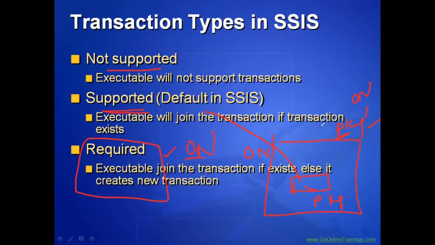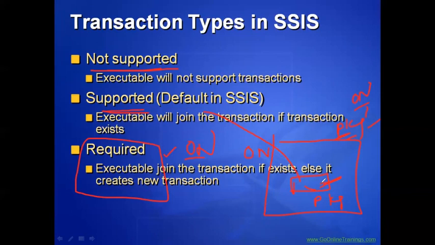The primary package, the parent package, is where you make it on. The child package is what you are calling here. By default, this is supported. What is the meaning? If the transaction is on, automatically this is also on. But if you make it not supported, the parent will be on, but here the transaction will not be on. That is the meaning. Clear?